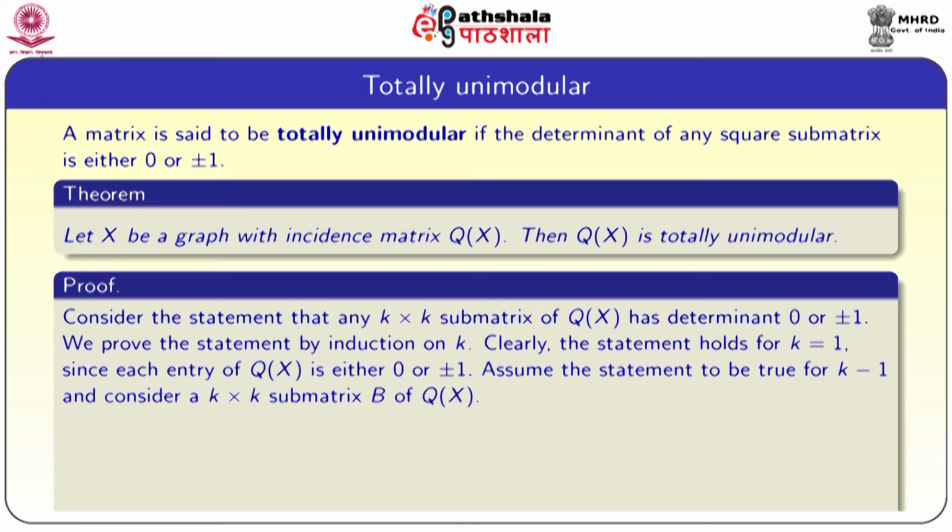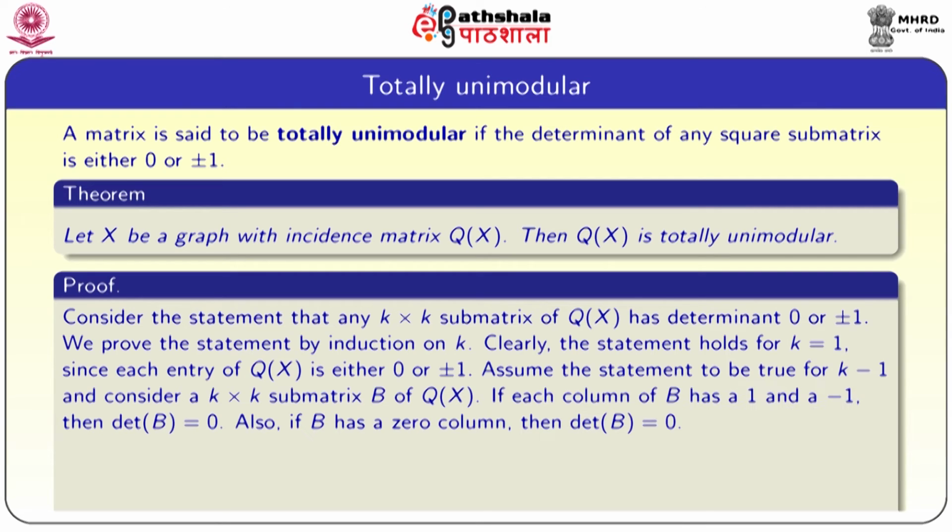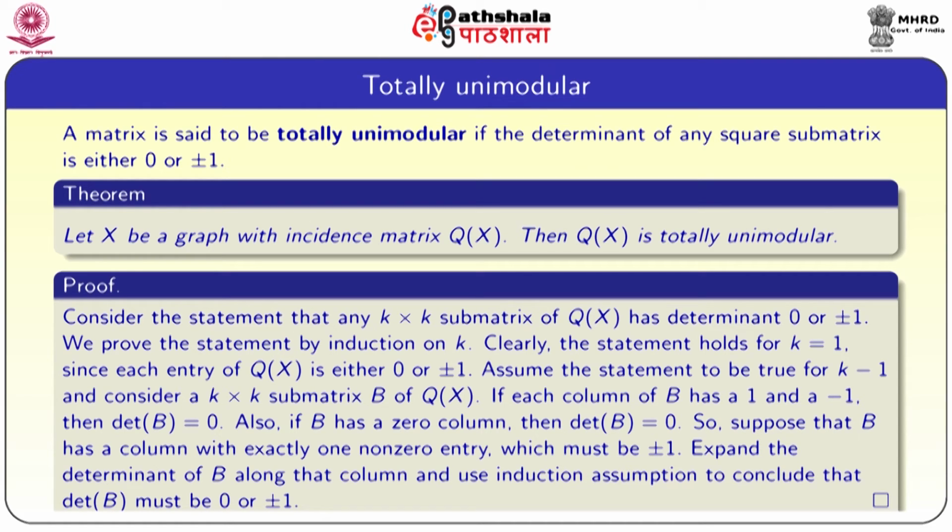Assume the statement is true for k minus 1, and consider a k by k submatrix B of Q(X). Now, we have to show that the determinant of B is also 0 or plus or minus 1. If each column of B has a 1 and a minus 1, then the determinant of B equals 0. Also, if B has a 0 column, then the determinant of B equals 0. So, suppose that B has a column with exactly one non-zero entry, which must be plus or minus 1. Expand the determinant of B along that column and use the induction assumption to conclude that the determinant of B must be 0 or plus or minus 1. So, with this we proved the result, that is, every incidence matrix with entries minus 1, 0, 1 is totally unimodular.